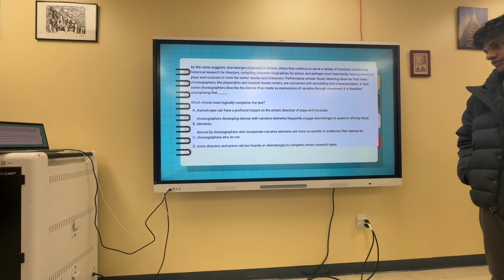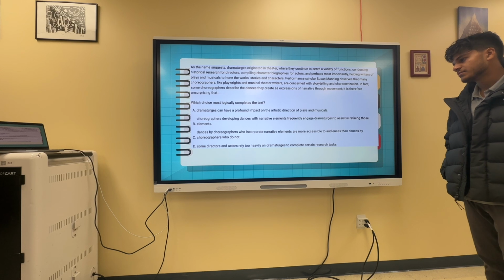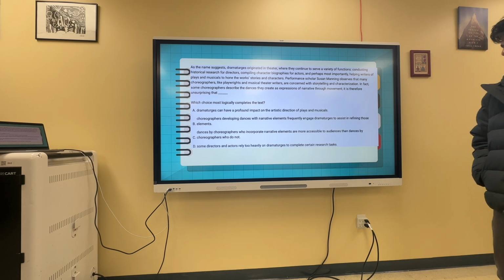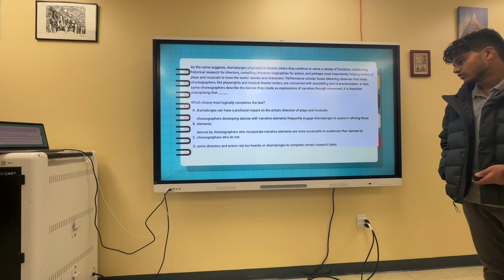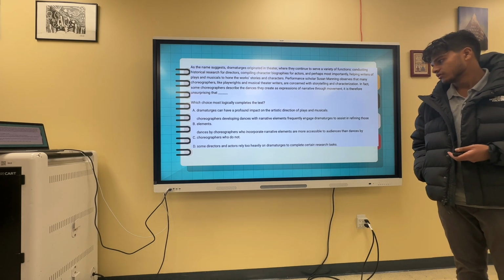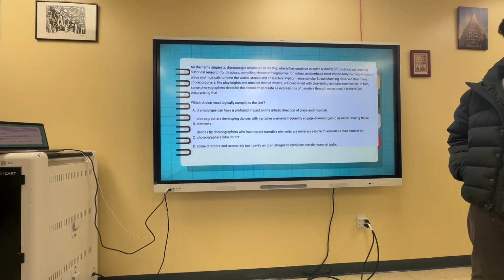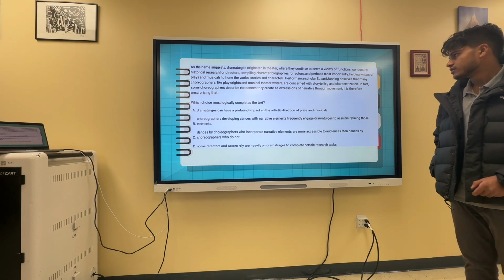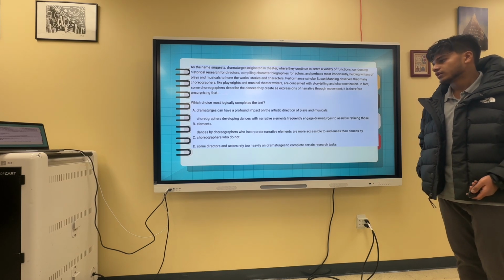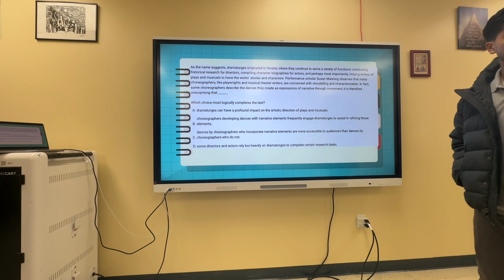C. Dances by choreographers who incorporate narrative elements are more accessible to audiences than dances by choreographers who do not. There's nothing really talking about whether dances by choreographers who incorporate those elements are more accessible to audiences or not. So that's again going beyond the text. There's no mention of accessibility at all within the text, and so that's why C is incorrect.